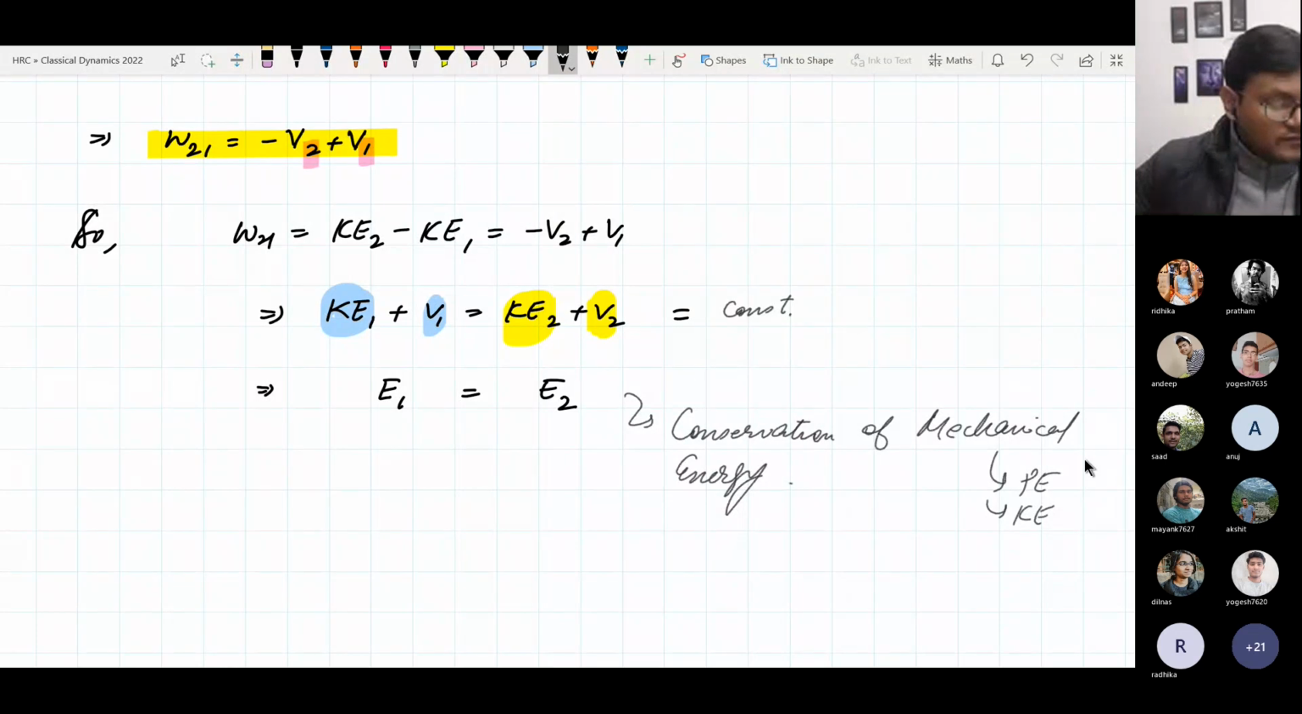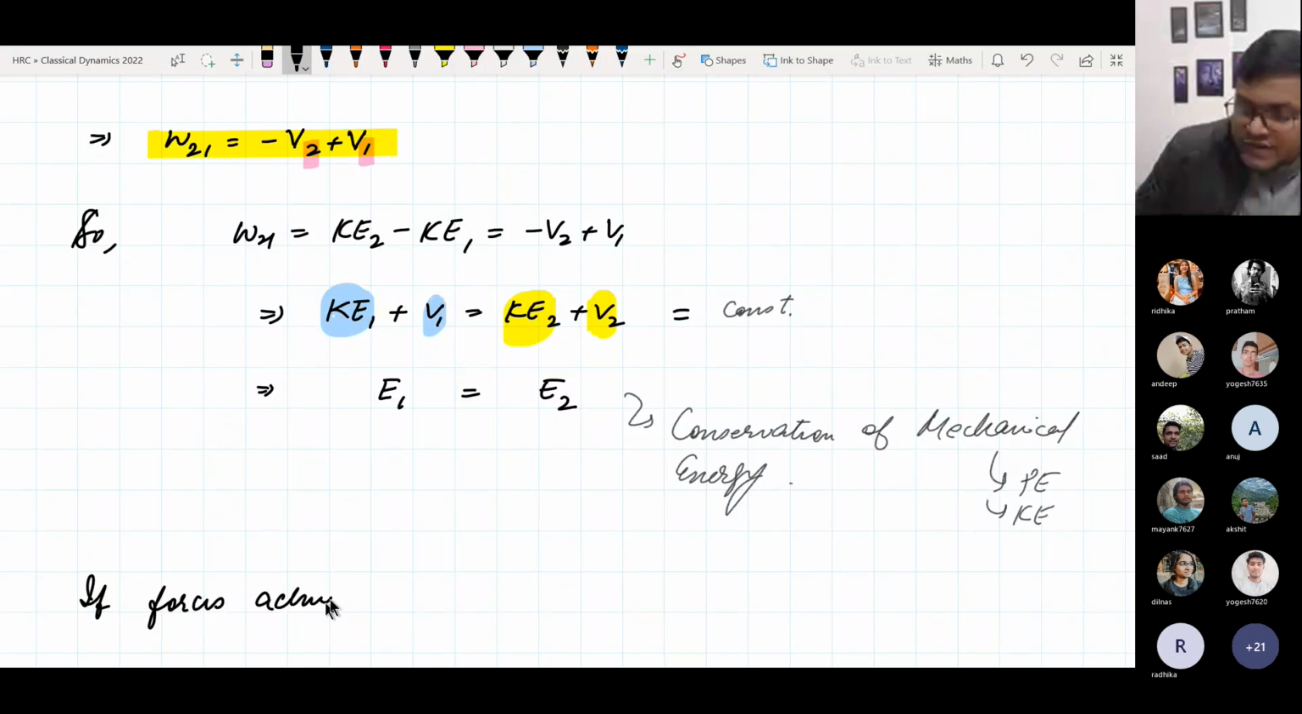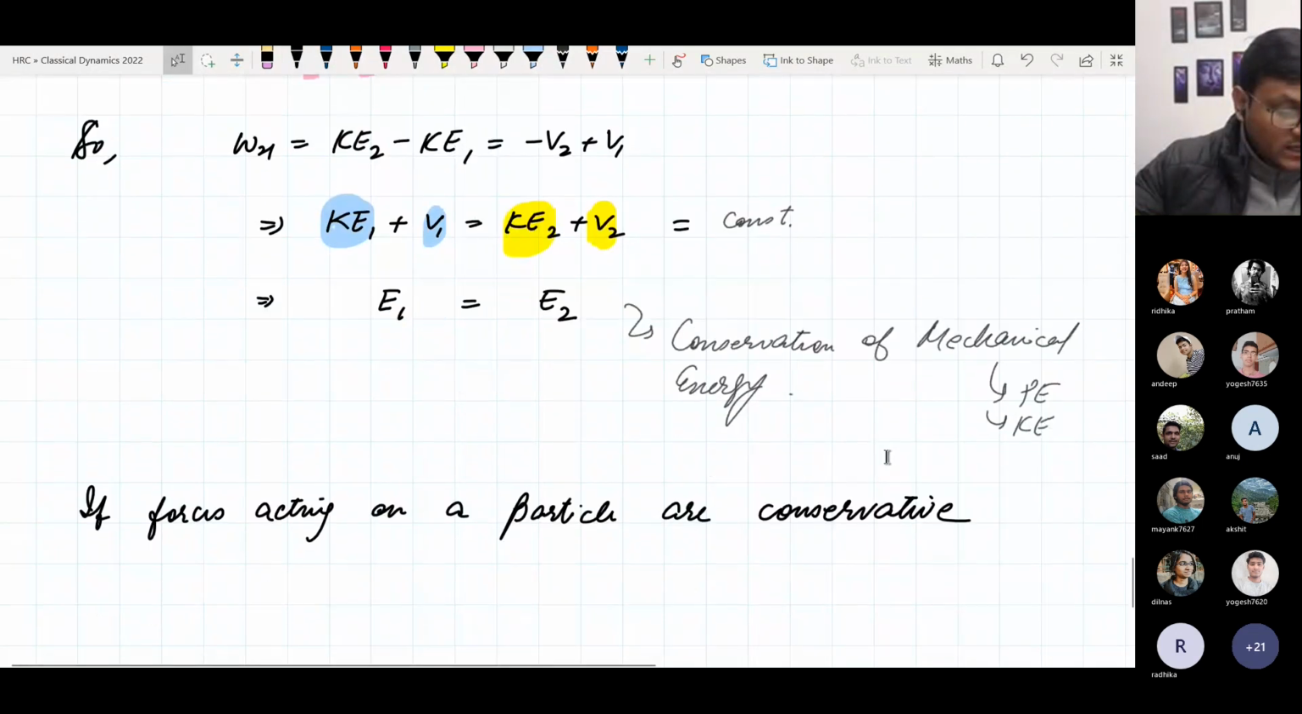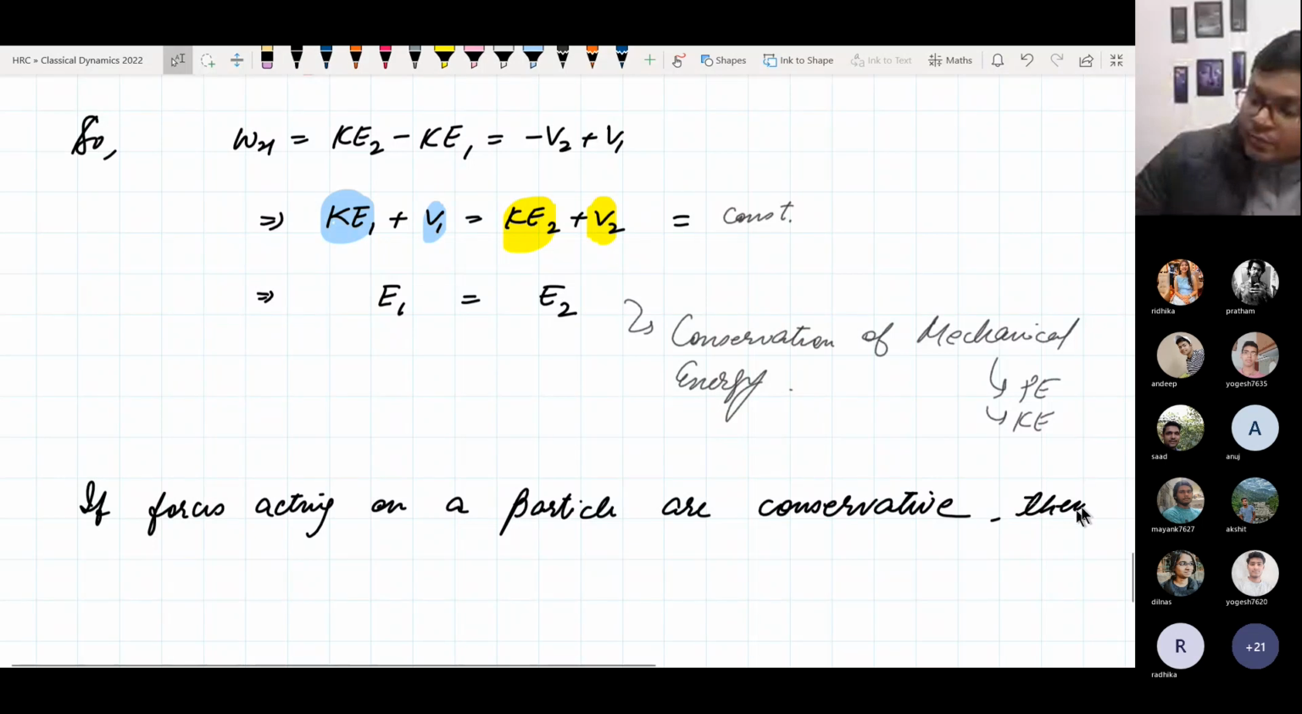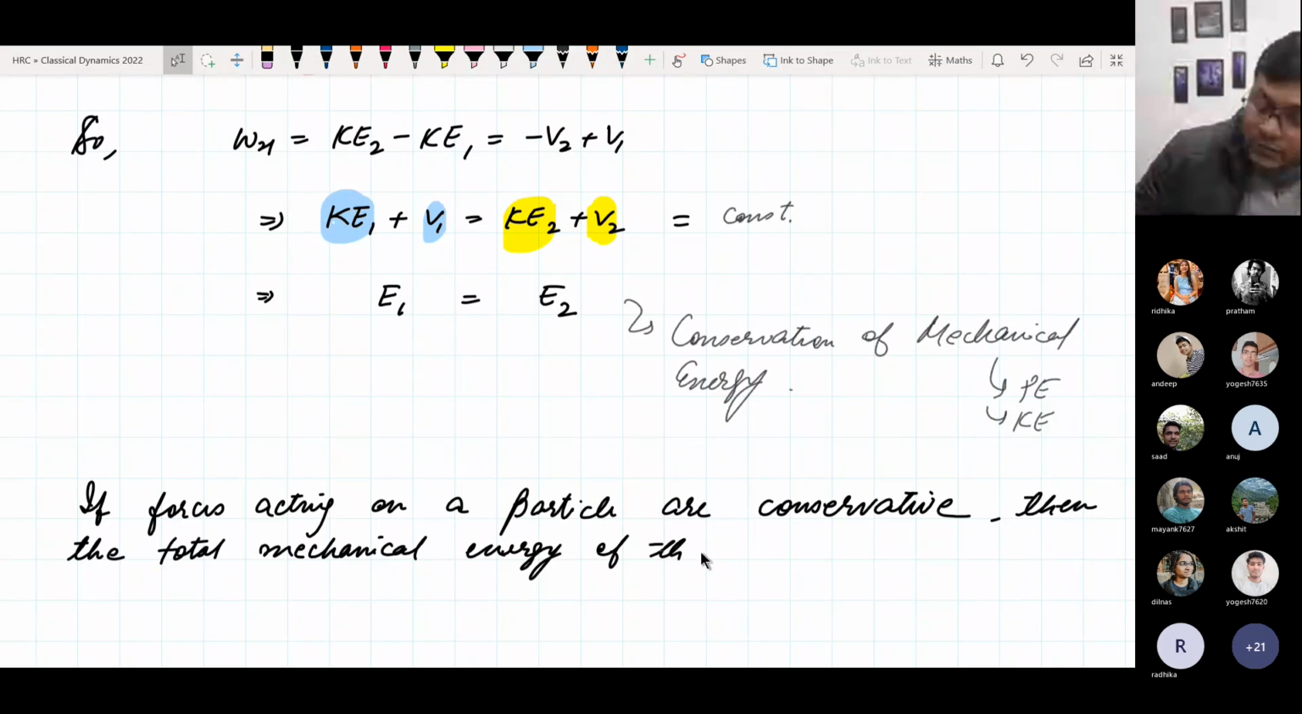So this is another very important conservation law in physics, that if forces acting on a particle are conservative, then the total mechanical energy of the system remains conserved.